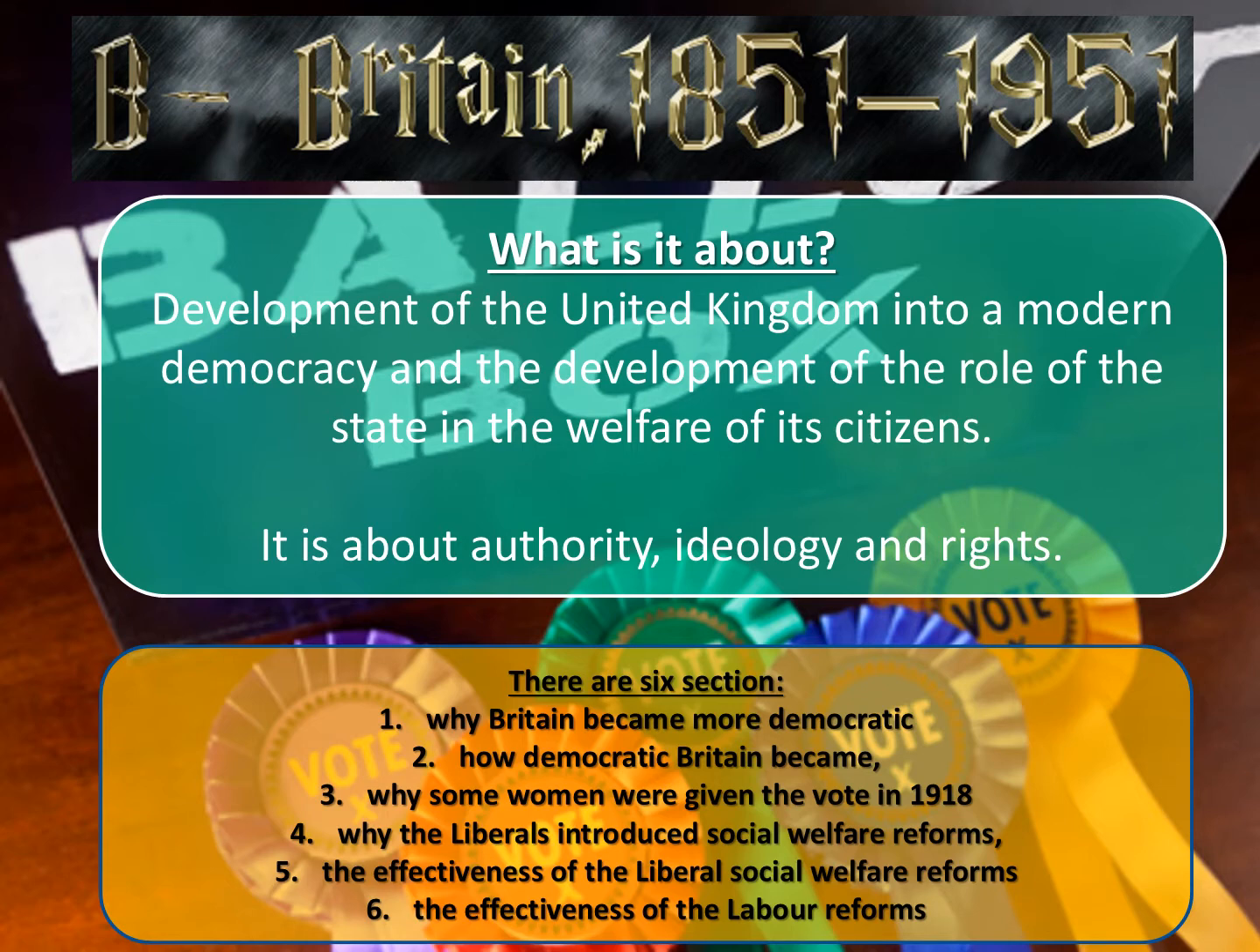Section 4, we look at why the Liberal government introduced social welfare reforms. So the Liberal government were in place before World War I, so why did they introduce social welfare reforms? And we'll look at the effectiveness of these reforms. So what were the reforms, what did they actually do, and how effective were they in helping people in Britain? And the last section, Section 6, looks at the effectiveness of the Labour reforms. So the Labour reforms were put in place after World War II. How effective were these? How well did they help the people of Britain?